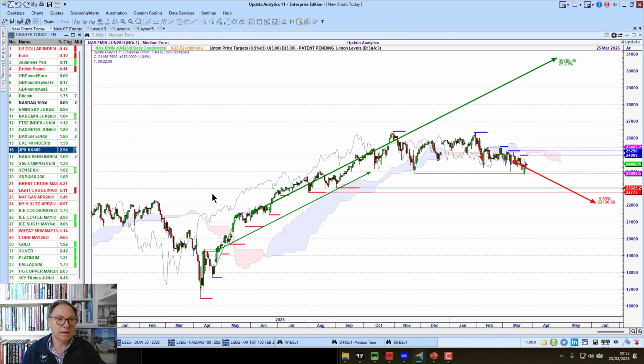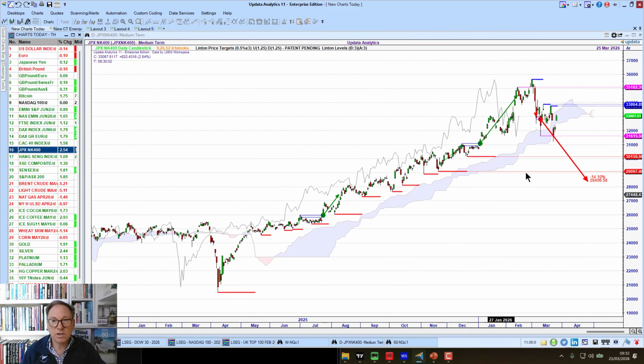That's effectively just giving markets a little bit of a relief rally. And we're certainly seeing that in countries like Japan, which are very susceptible to energy coming from the Middle East. So really quite interesting that we are seeing a bounce in markets.